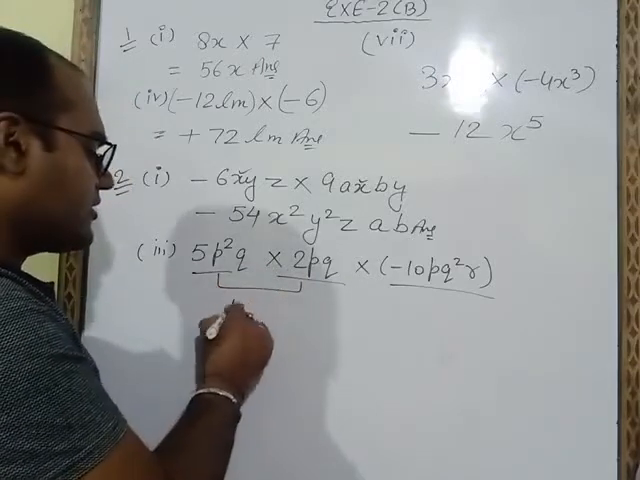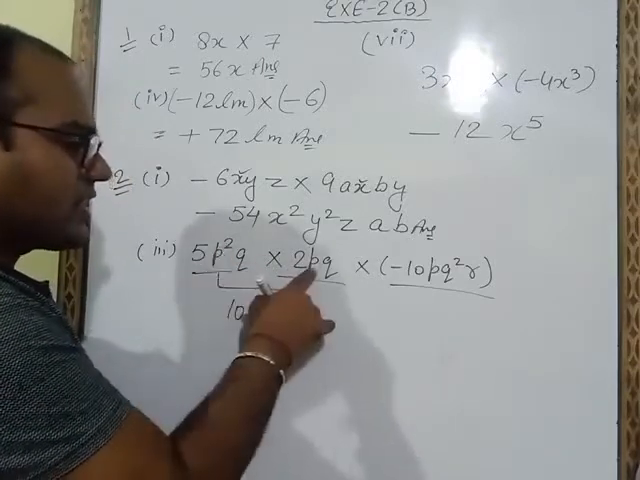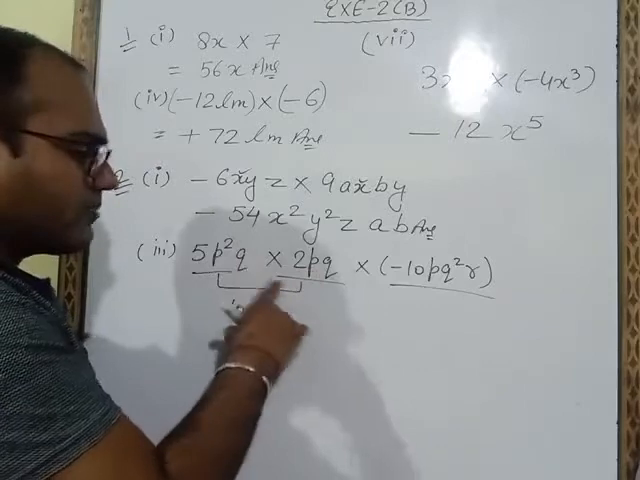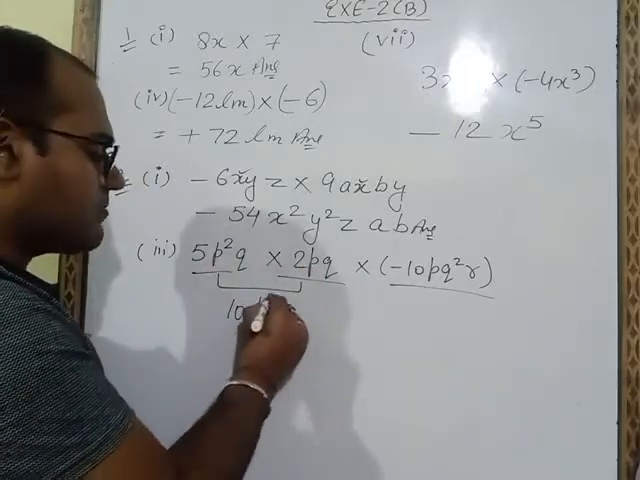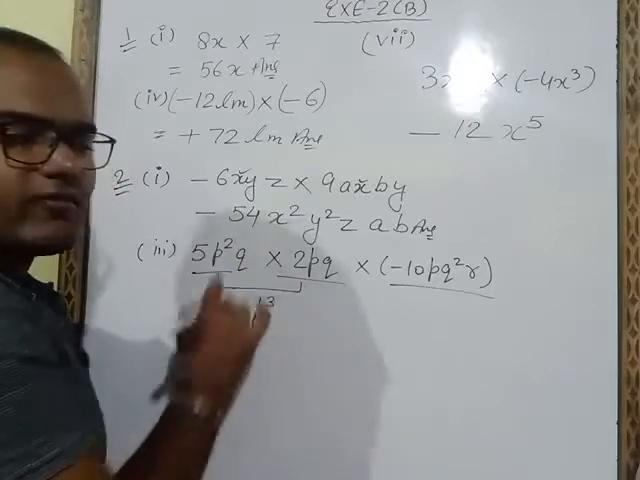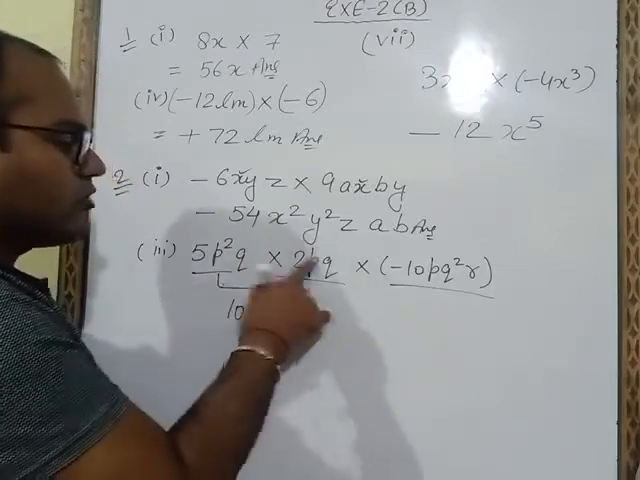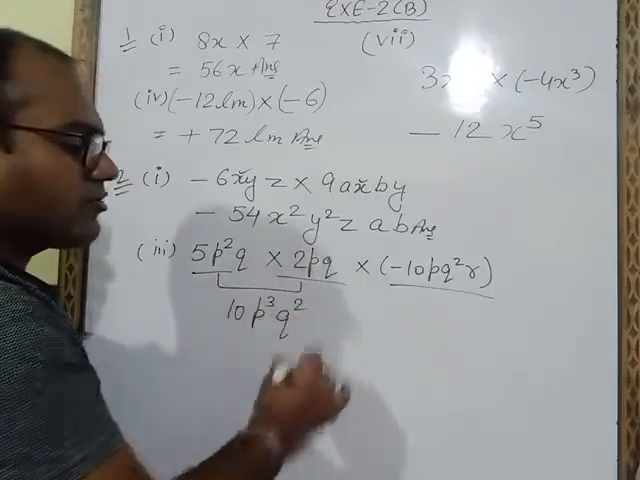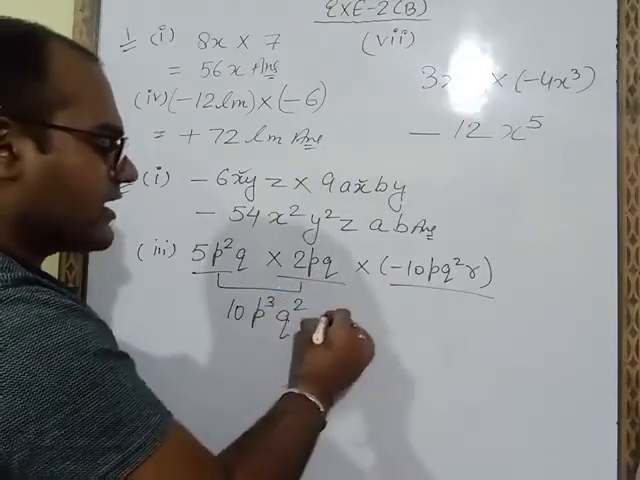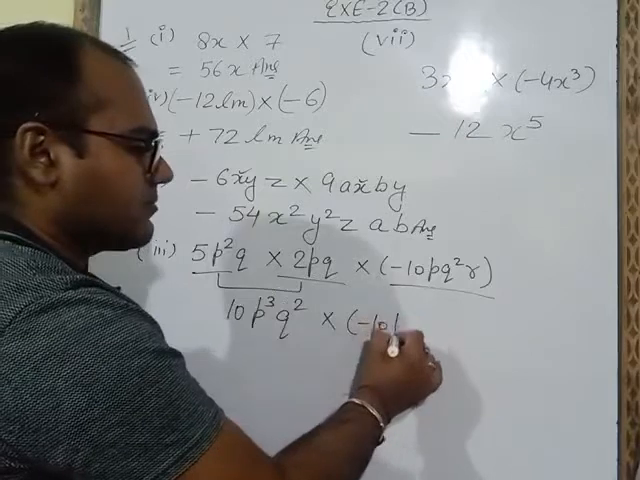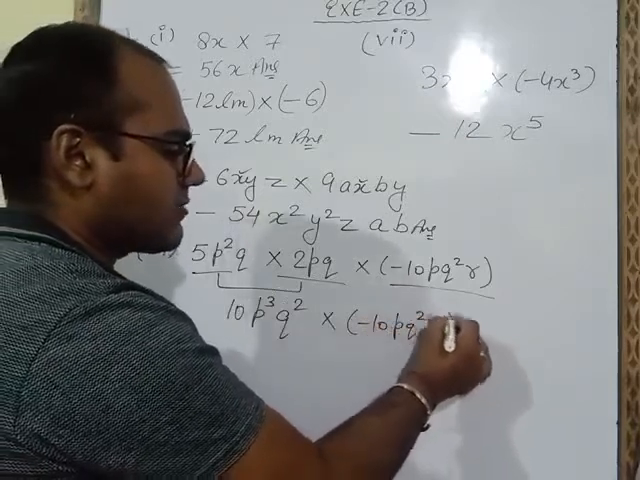5 2s are 10. P square into P. On multiply power will get added. So P square into P will become P power 3. 2 here and 1 here. Q into Q will become Q power 2. So these two numbers we had multiplied. Now third one we will write as it is, minus 10 P Q square R.